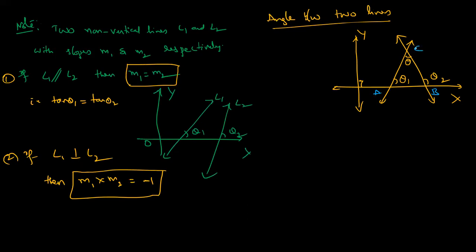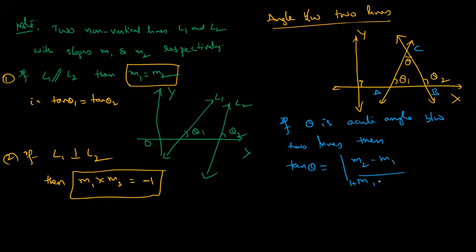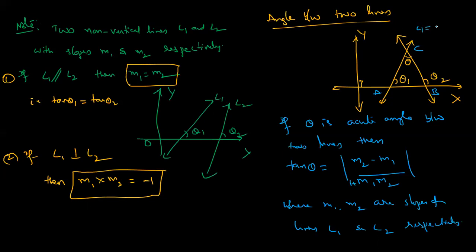Suppose ABC forms a triangle. The concept here is, if theta is the acute angle between two lines, then tan theta is equal to modulus of (M2 minus M1) by (1 plus M1 M2), where M1 and M2 are slopes of the lines L1 and L2 respectively. So consider this is L1, and this is L2.